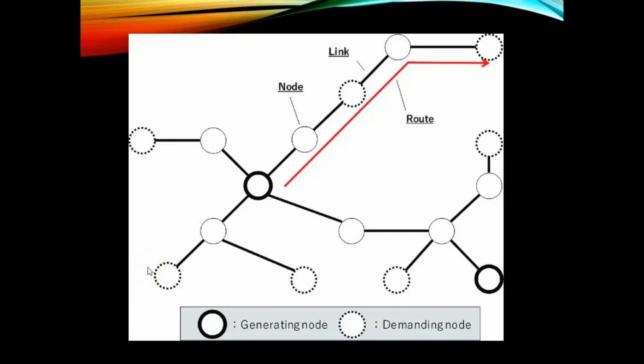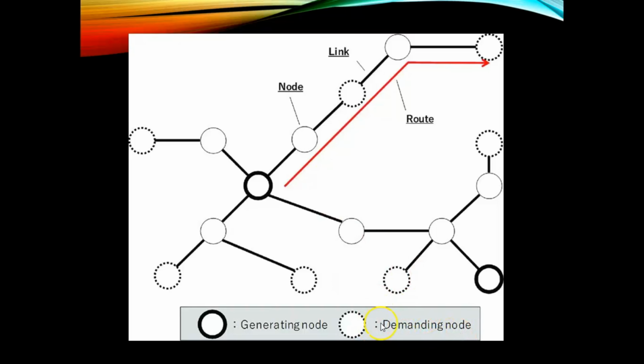Now, the other nodes to which it will be sent from the generating nodes are what we now call the demanding nodes. The demanding node, like I said, can also be called a sink node. They are vertices that require or consume a certain quantity of flow. So they are ready to receive, just like what we have here.